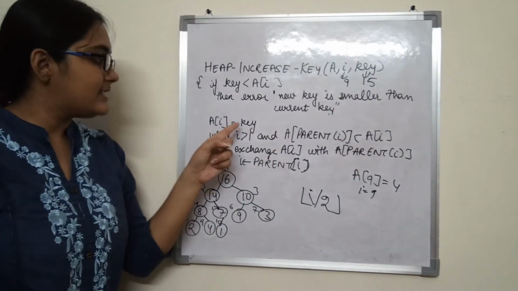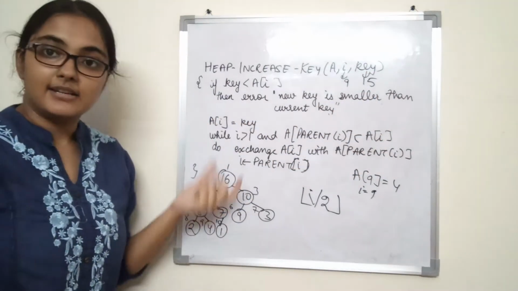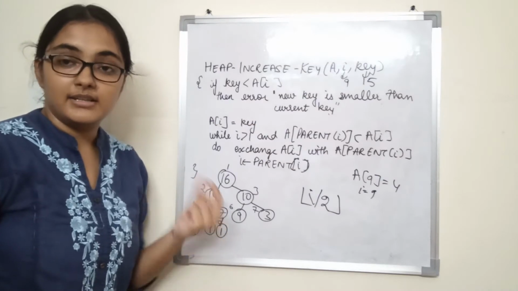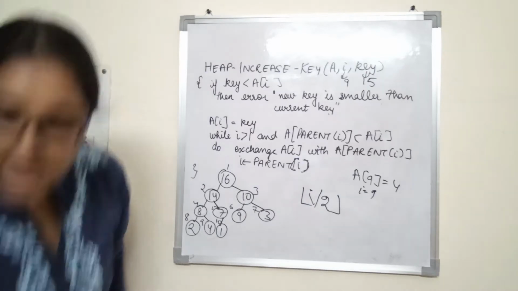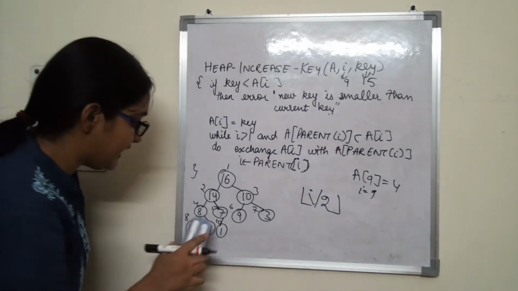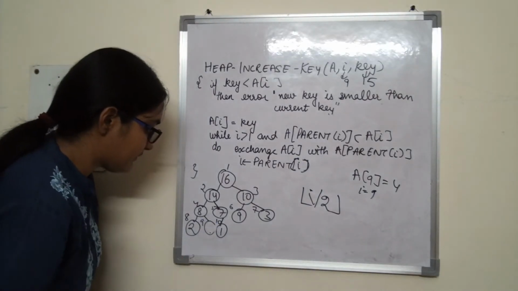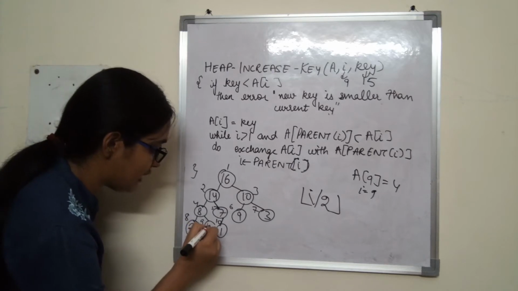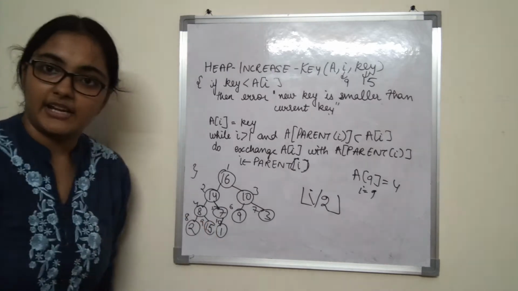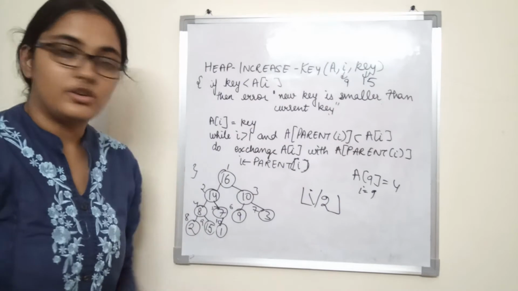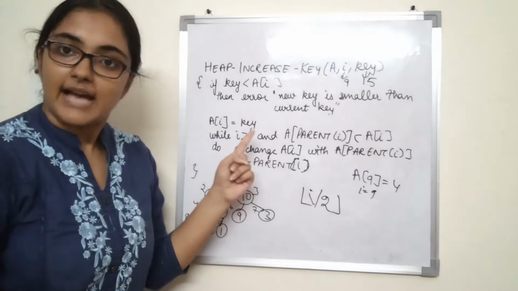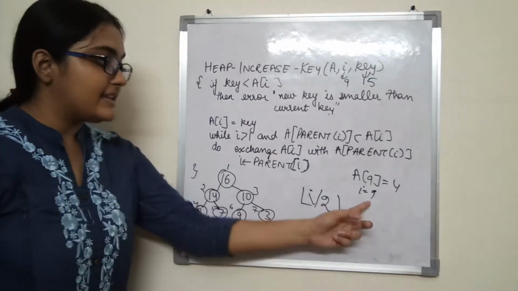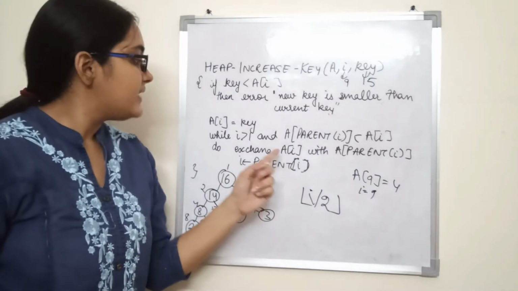Now A of I is equal to key. What is it saying? That we insert the new value at the required position, that is A of I. So what will we do? We will just insert 15 here. A of I is equal to key, which means A of 9 is equal to 15, because I is equal to 9. So while I is greater than 1, what is I? I is 9, 9 is greater than 1, right?